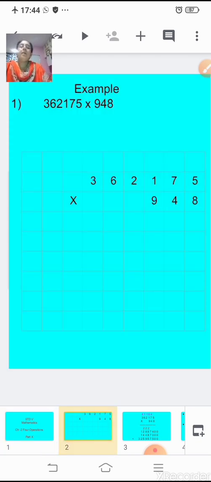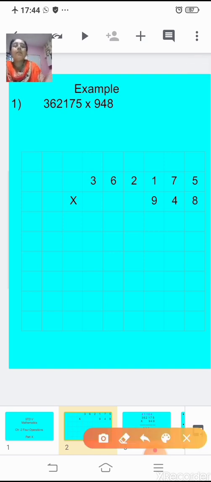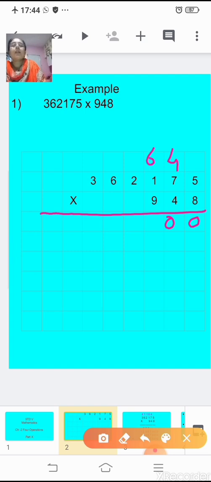Now here the number is 3,62,175 multiplied by 948. Okay, so we'll start from the ones place. 5 8s are 40. Write the numbers one below the other properly. 7 8s are 56 plus 4, 60. 6 here. 8 ones are 8. 9, 10, 11, 12, 13, 14. So 1 carry over. 2 8s are 16 plus 1, 17.